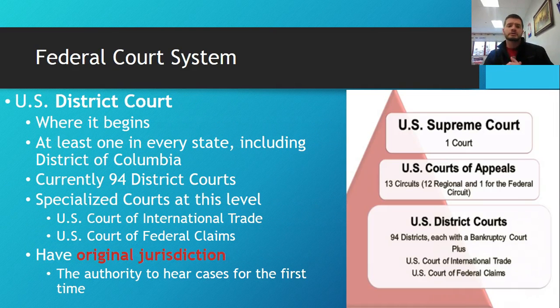Okay, so our court system. We talk about the U.S. District Court. This is where everything begins. If you are going to trial, this is where you start. This is only at the federal level, not at the state level.